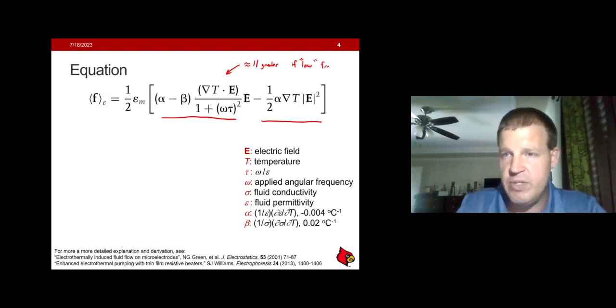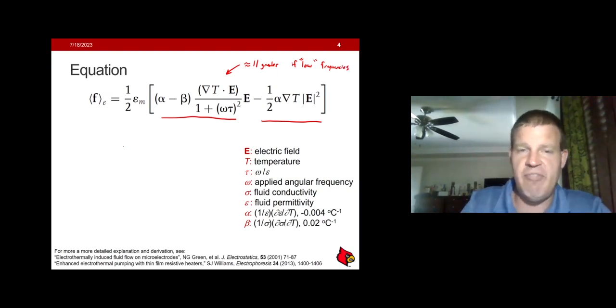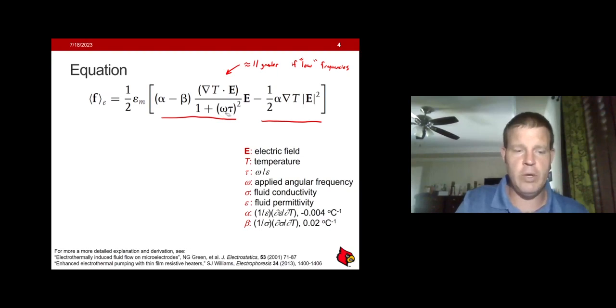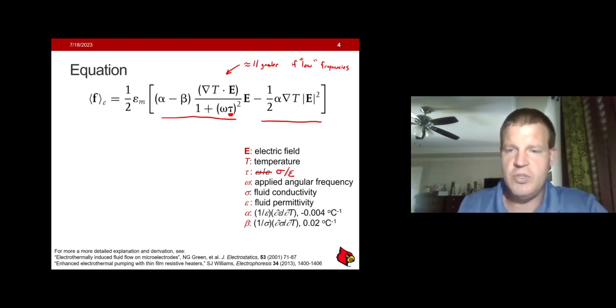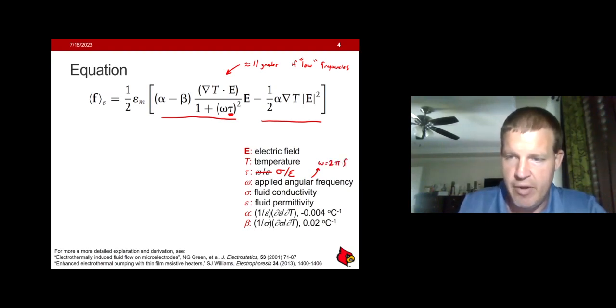if you have low frequencies, that's going to be the case. So let's go ahead and define that and get that out of the way. So what do I mean by low frequencies? Here we have our frequency term, omega, and then right next to it we have our term tau. So tau in this case, this is a misprint. Let me rephrase this: sigma over epsilon, where sigma is the fluid conductivity. So tau goes into here, and then omega is the AC frequency, where omega is equal to 2 pi f.